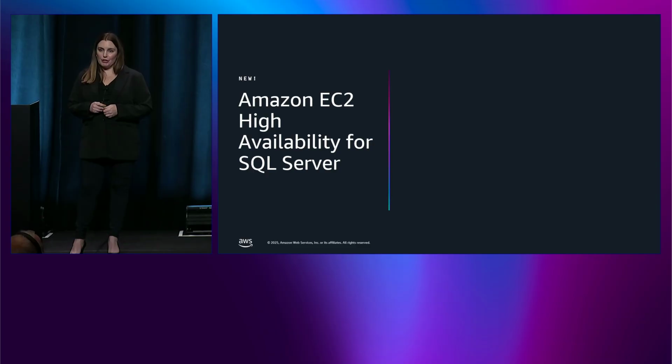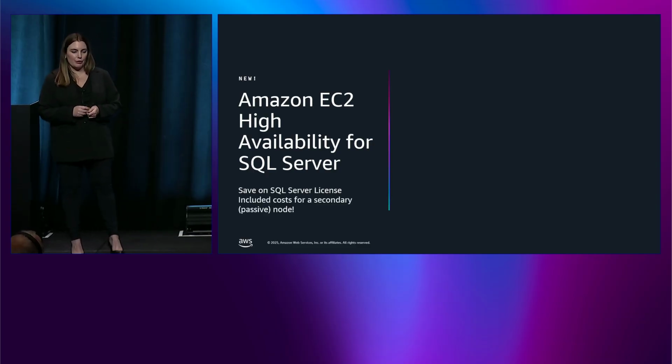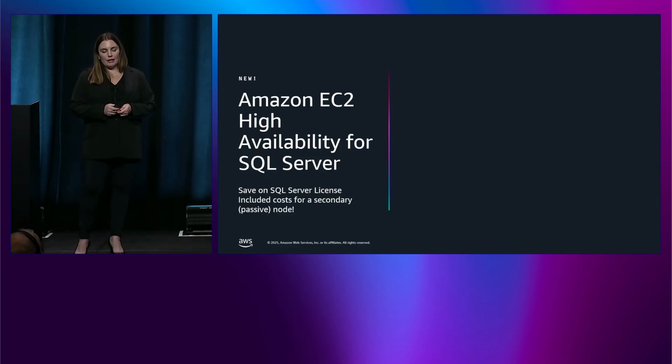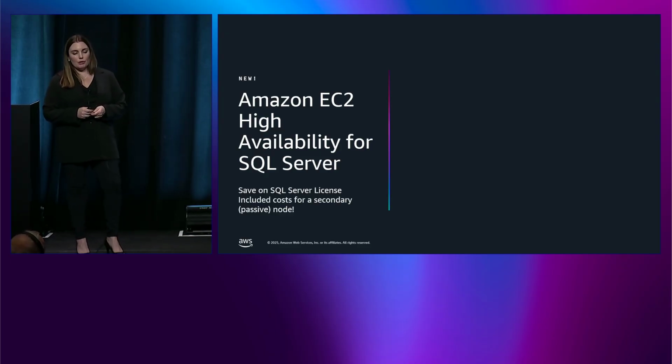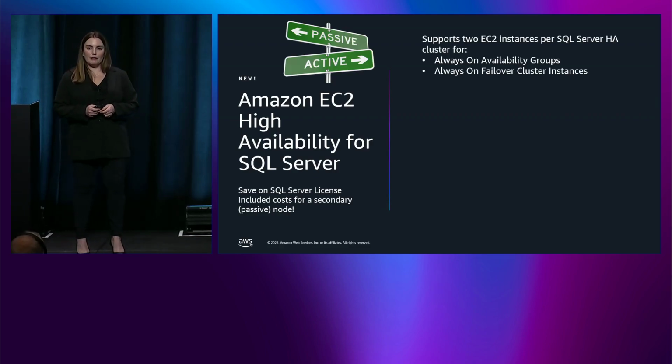Now, for a new feature that we just recently launched, Amazon EC2 High Availability for SQL Server. This is a new feature available for license-included SQL Server that now allows you to not license the passive or secondary node. Previously, this was required. You'd have to license both if you were using license included. Now, if you're using license included, you will be exempt from the SQL license included costs on that secondary passive node.